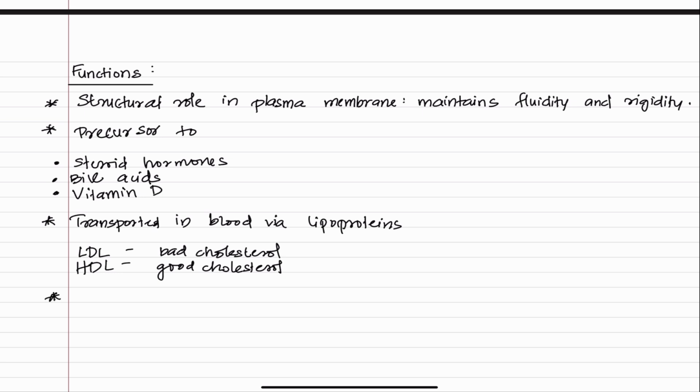Another function that can be added is insulation and nerve function. Cholesterol is a major component of myelin sheaths, which are produced by glial cells. These sheaths insulate neurons, allowing faster nerve impulse conduction. So I'm going to write that down: insulation and nerve function.